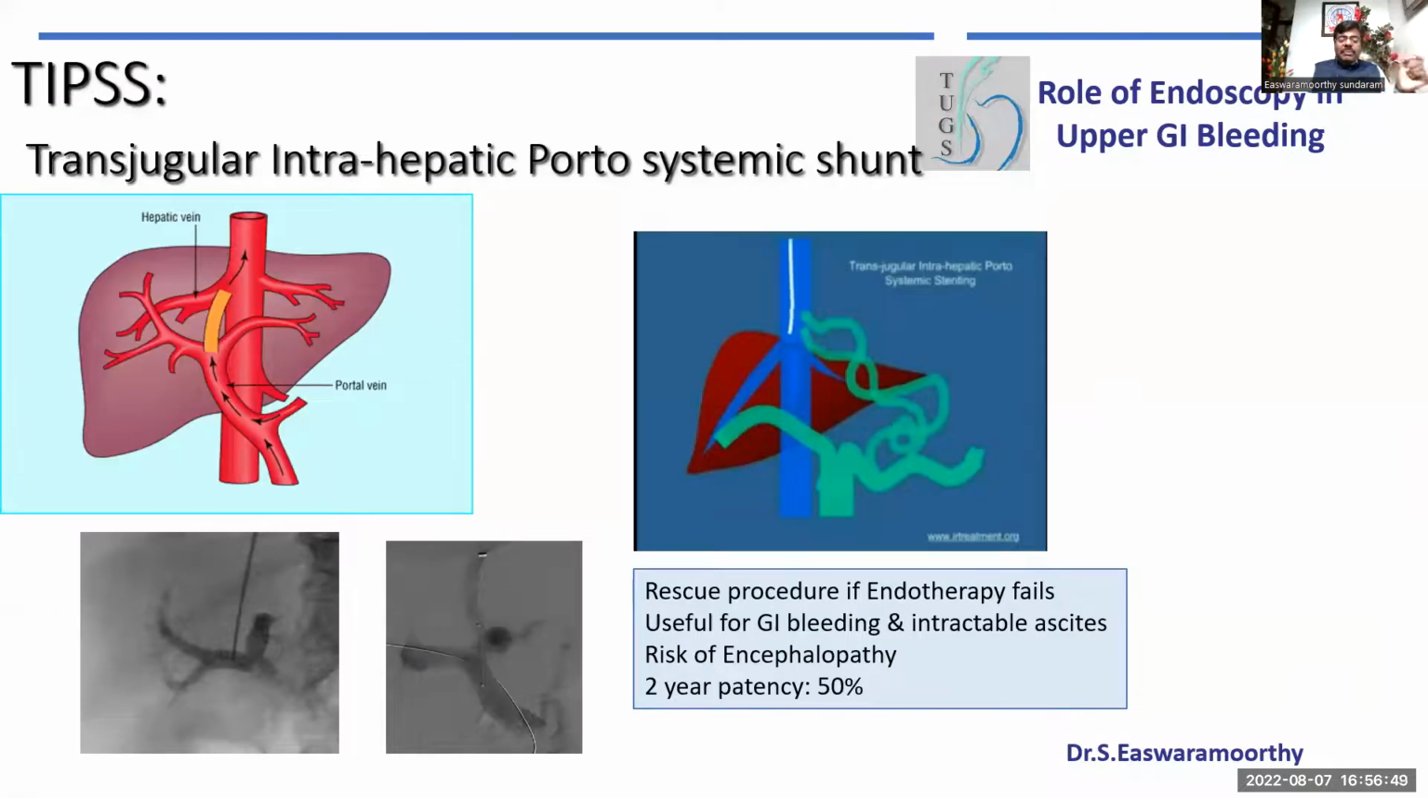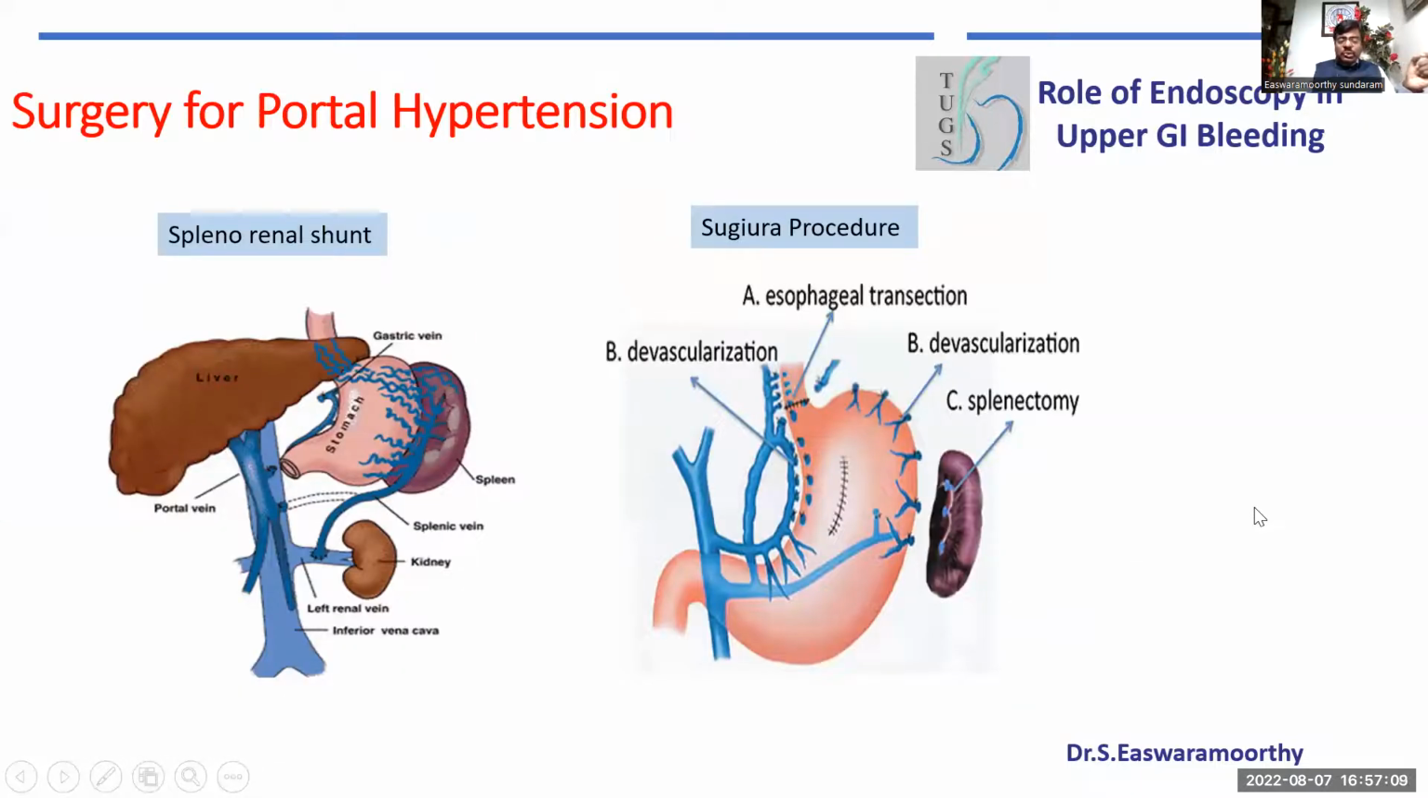As I said, the TIPS procedure is a very, very useful rescue procedure if the patient continues to bleed, especially with high portal pressure. But its patency is now getting improved. We have a very good radiologist nearby, so I always get his opinion on the suitability of a particular case before we refer. Next, of course, is the shunt procedure, be it a splenorenal shunt, or in those days we used to do even a Sugiura procedure. I did it about 25 years ago. Those are very exciting procedures, but now with very aggressive endotherapy, we seldom have a situation where we have to do all this.